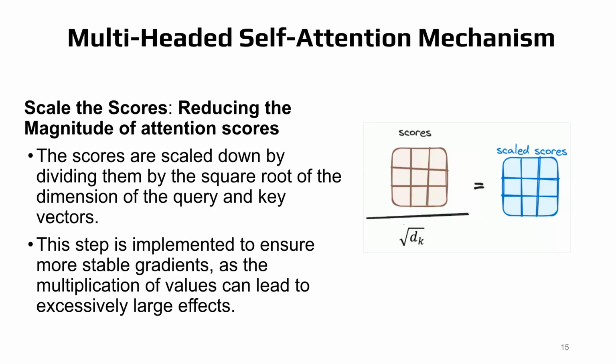The raw attention scores can be very large, which causes problems during training. We scale them down by dividing by the square root of the key dimension. This is the scaled dot product attention. Why? Large values pushed through Softmax produce extremely peaked distributions, leading to vanishing gradients. Scaling keeps the values in a range where gradients flow well.